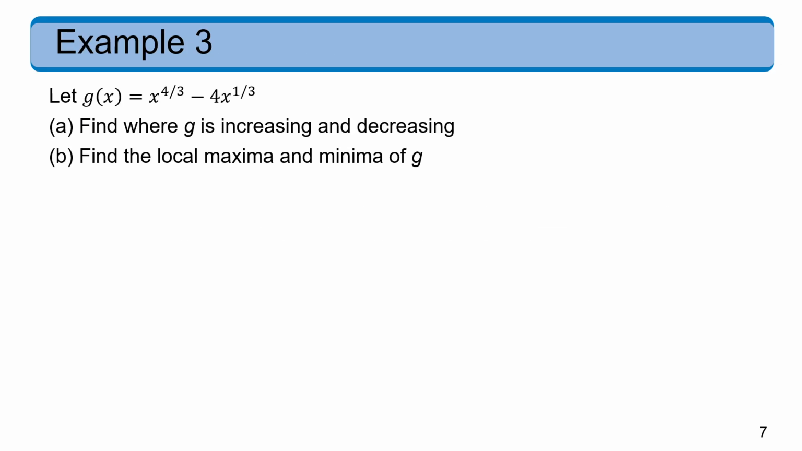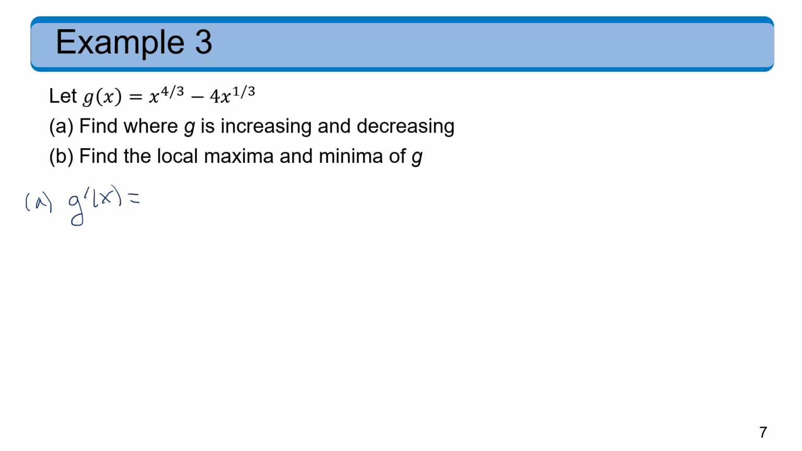Here's another example. We're given a formula for a function, and in part A we want to find where it's increasing and decreasing, and then in part B, find the local maxima and minima. So we know we can use our work from part A to help us answer part B. Part A is similar to the last couple of examples we did. We know we're going to need to find g prime.